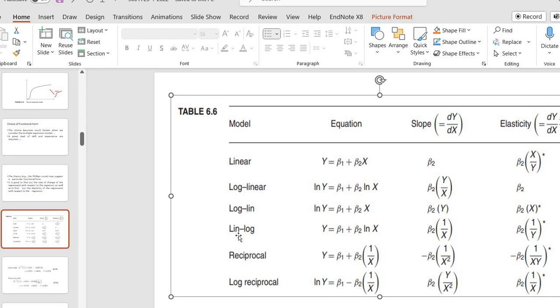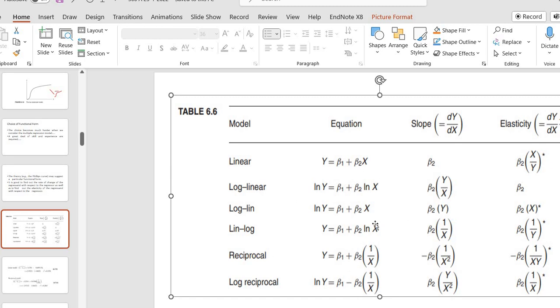Then lin log, that means the y will be linear, and x will be with log. So y is equal to beta 1 plus beta 2 log of x. And reciprocal means that one of the independent variables is given in terms of a reciprocal. Reciprocal means that the variable is given as 1 by x. So practically y is equal to beta 1 plus beta 2 times 1 by x. This is another way the model can be defined. And then look at the last one, log reciprocal. This is log of y equals beta 1 minus beta 2 times 1 by x. So y is given in terms of logarithm, whereas x is given in terms of reciprocal.